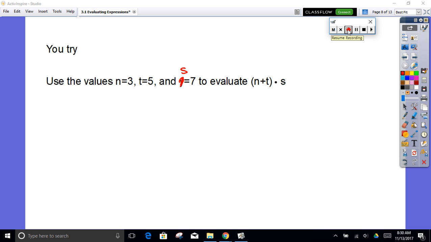Okay, volunteer for this one? Adria? I got 56. Okay, tell us what you wrote out. So n equals 3, so 3 in parentheses, 3 plus t equals 5, so 5 times 7, because t equals 7. And then I did 3 plus 5 equals 8 times 7 equals 52.